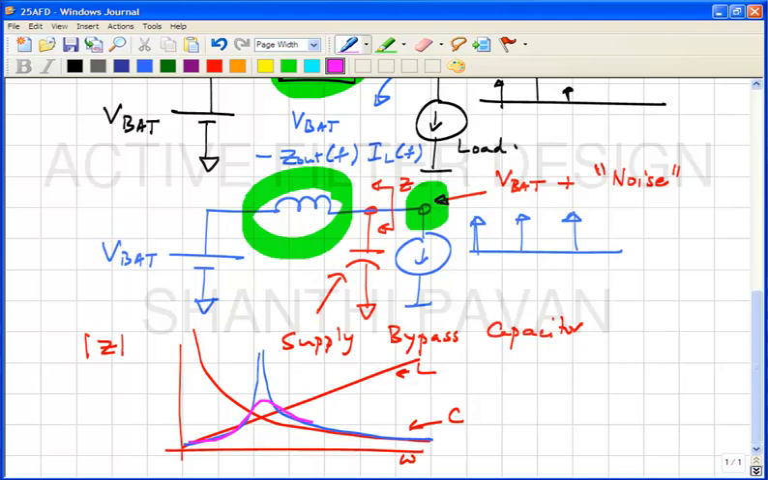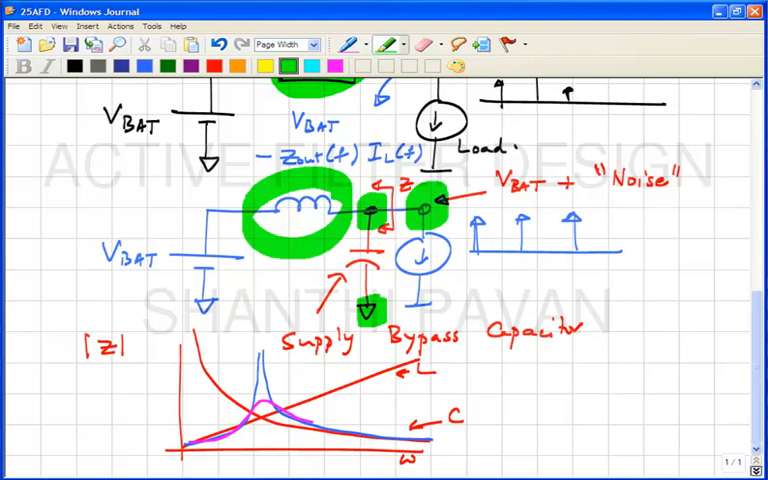So, if you make the bypass capacitor larger and larger and larger, what do you think will happen to the impedance? Two things happen. The frequency at which the L and C resonate comes lower, and what happens to the peak impedance? It will also come down, correct. So, in principle, by choosing a very large capacitor between this point and ground, you can make the supply output impedance as low as possible.